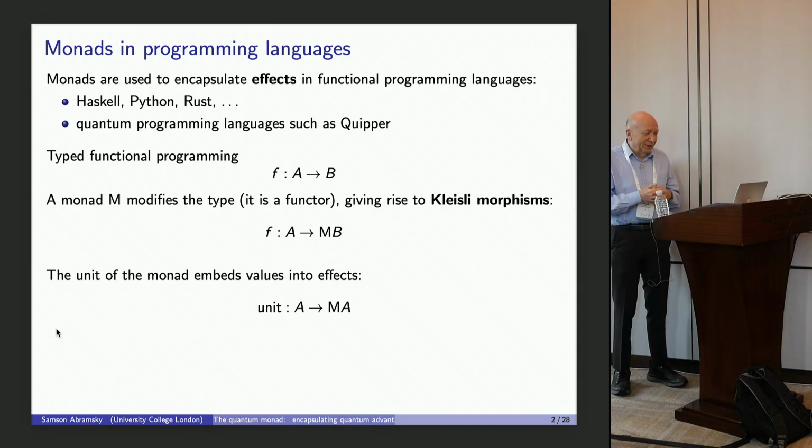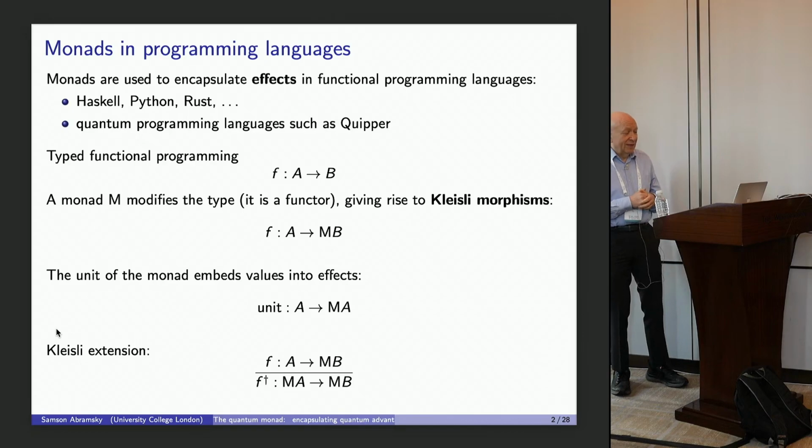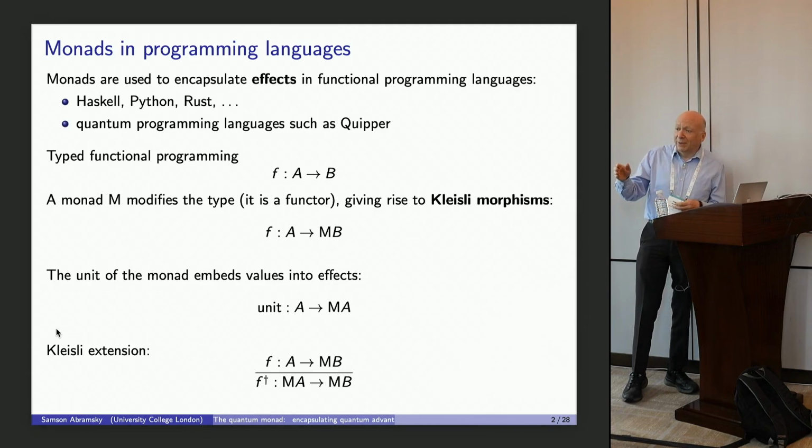There's also a unit of the monad which embeds values into effects. And there's the very important idea of Kleisli extension. If I have such a map from A to M of B, then applying this dagger operation, I get a map from M of A to M of B. So I can extend the input to be not just the values in A, but also these effects that can surround A in some sense. And this is very important because without this, we wouldn't be able to compose these maps.